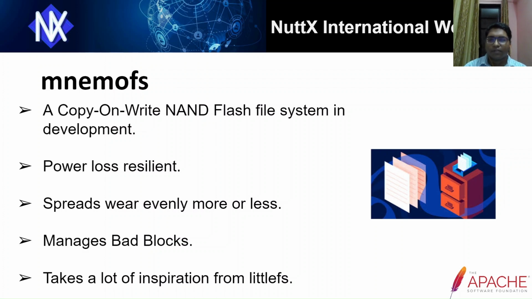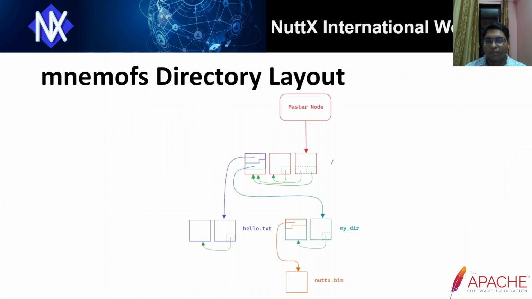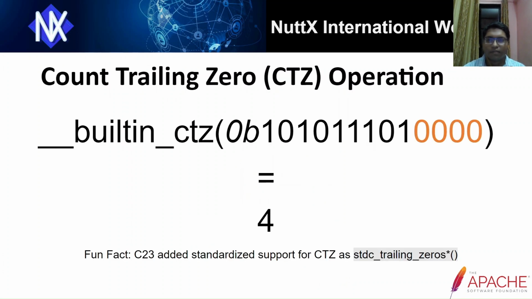So mnemofs is a copy on write file system that is inspired by LittleFS and a file system which attempts to solve the problems posed by NAND flashes. So this is the directory layout of mnemofs. We'll come back to this later. Let's take a look at the CTZ operation. Basically, it counts the trailing number of zeros in the binary representation of a number. So in this given number, we have 4 trailing zeros, and thus the CTZ operation gives us 4.